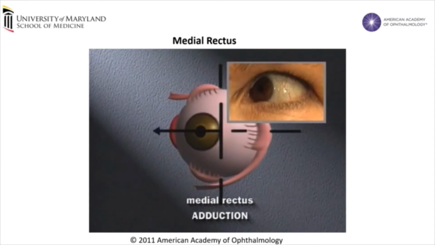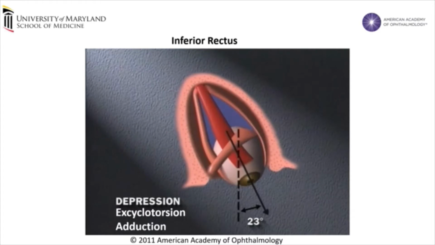The medial rectus muscle adducts the eye. The functions of the inferior rectus are depression, excyclotorsion, and adduction. The inferior rectus is best tested in abduction, where it primarily acts as a depressor.